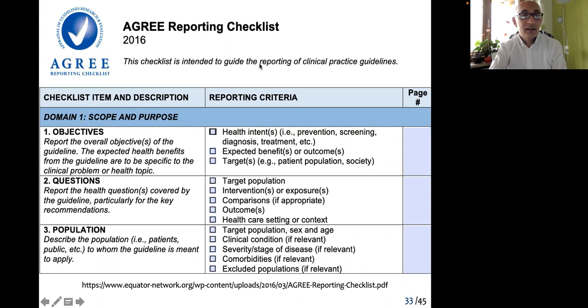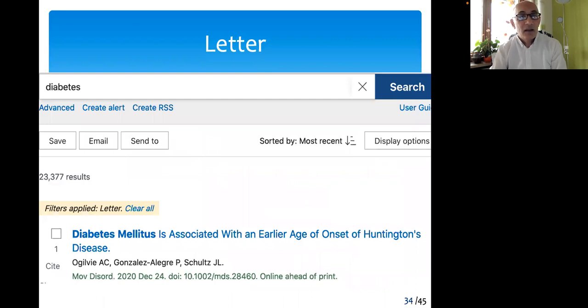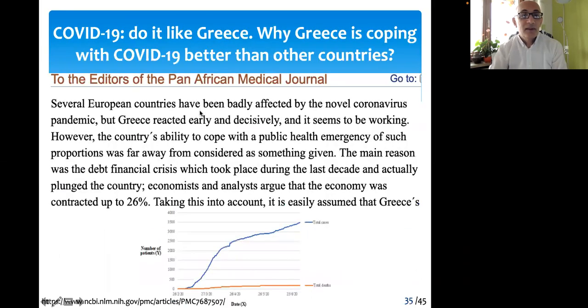And yes, it's enough, I believe, if you know the name of this guideline, the AGREE guideline. Letters are another study type. Letters to the editors, letters to the readers of scientific articles. One example here, a letter published in Pan-African Medical Journal, what is the title?